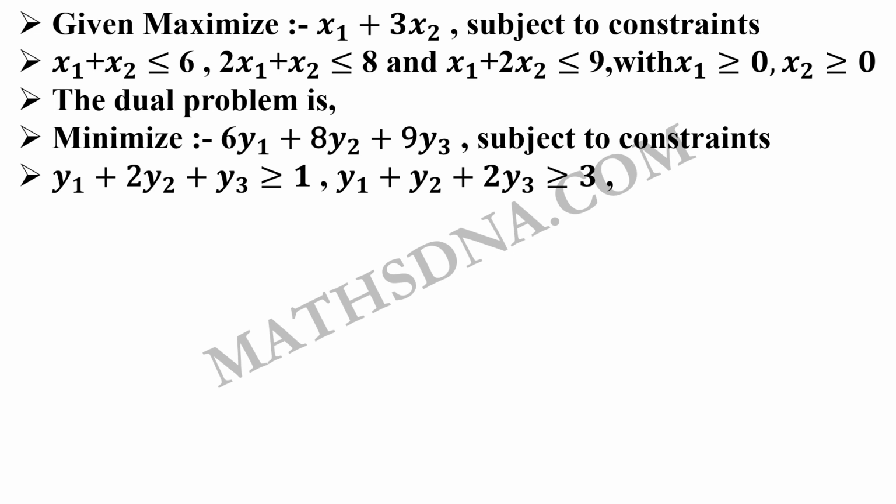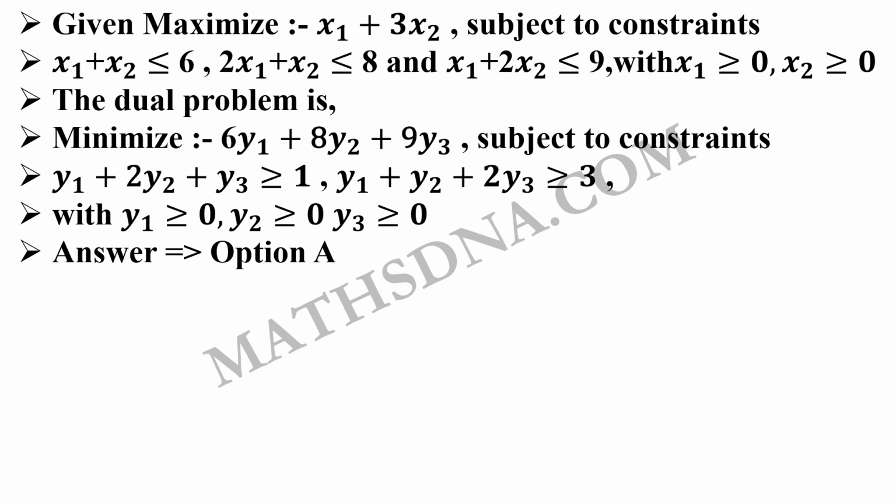Similarly for x2, take the coefficient of x2 from the first equation, that is 1, so 1y1, the coefficient of x2 from the second equation 1y2, plus the coefficient of x2 from the third equation 2y3, will be again greater than equals to 3. The inequality changes. In the given question it was less than equals to, in our answer it will be greater than equals to, and the right hand side will be the coefficients of our given maximization problem with variables x1 and x2, and the non-negative conditions y1, y2 and y3 greater than equals to 0, which is option A. Thus the correct answer is option A.